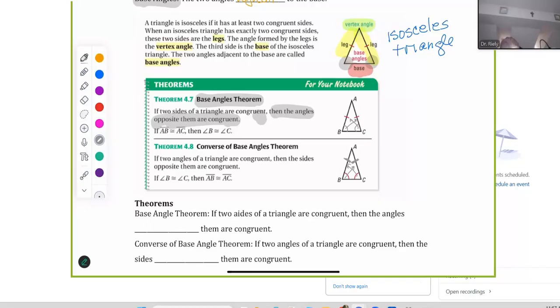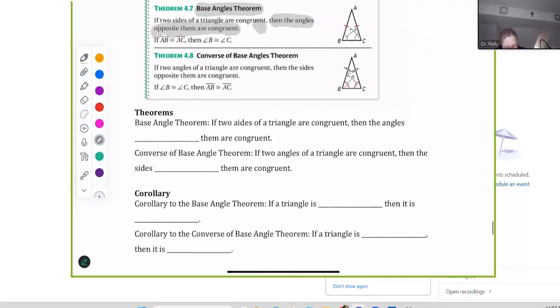And this is very, very important. Okay, the base angle theorem, if two, this should say sides of a triangle are congruent, then the angles opposite them are congruent. Okay, so we just talked about that. So that's this guy in words. And the converse, if two angles of a triangle are congruent, then the sides opposite them are congruent. That's the verbiage for this.